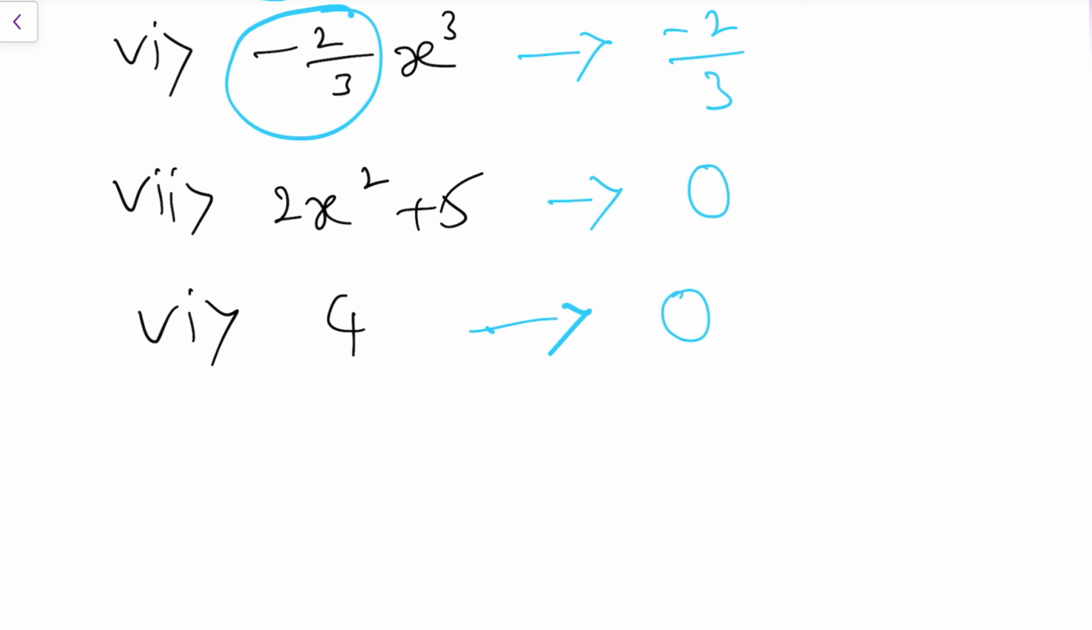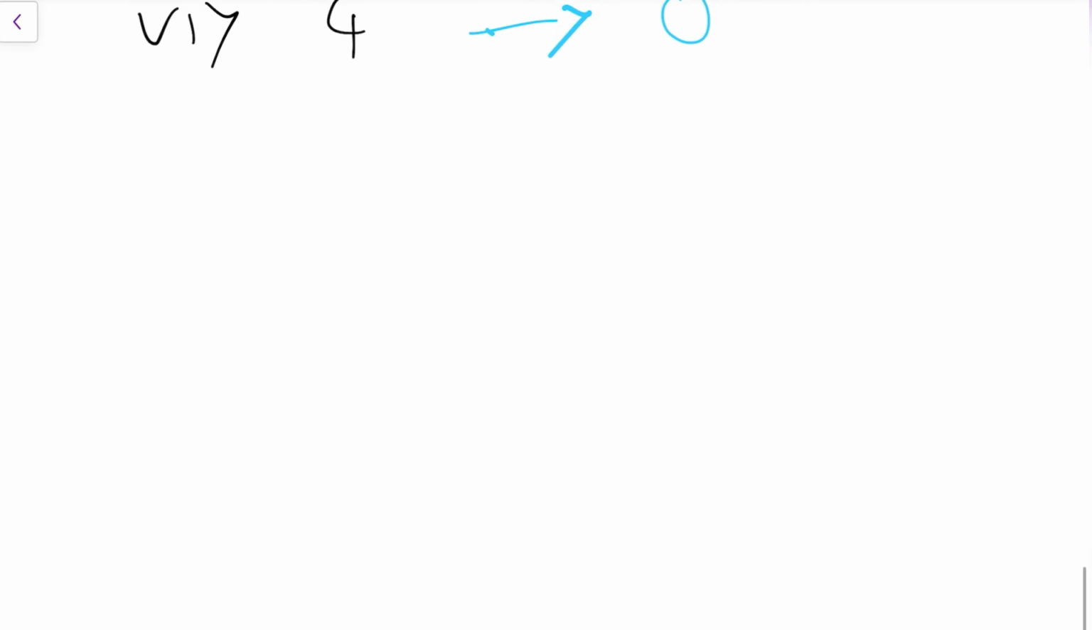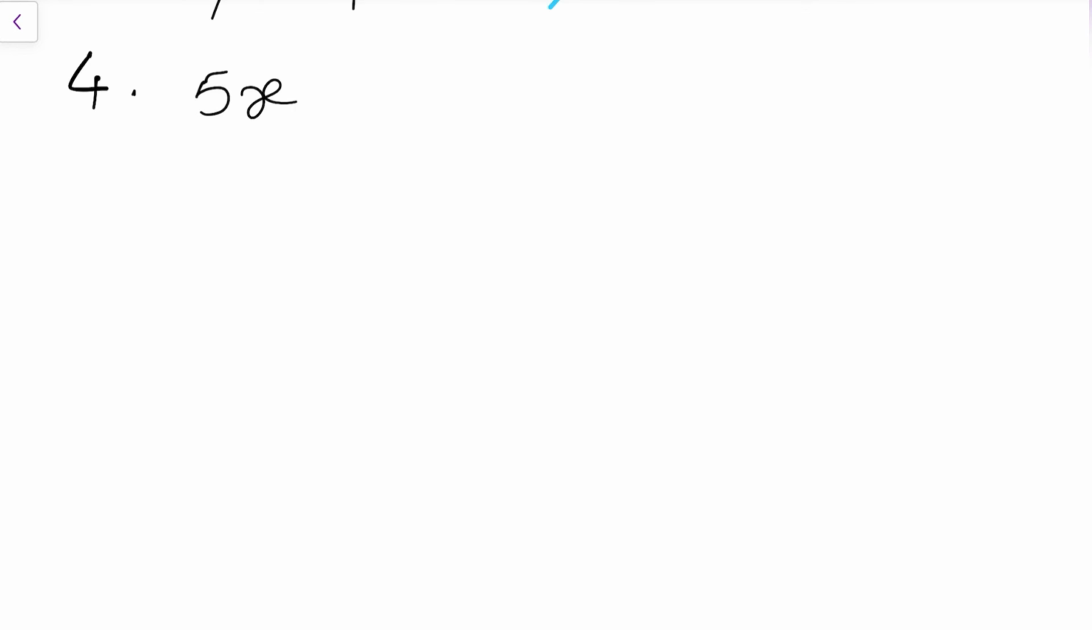Next, let us move to bit number 4. In bit number 4, he is asking just to say whether it is a linear polynomial or quadratic polynomial or cubic polynomial. 5x square plus x minus 7 is the first question. What is the degree of this polynomial? Here the degree of this polynomial is 2. So that's why this is a quadratic polynomial.